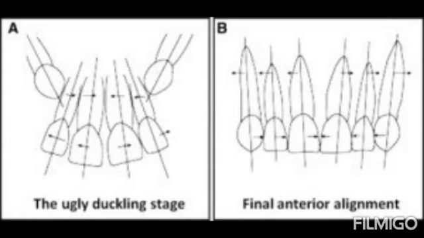The first picture, A, is the ugly duckling stage. The crown of the canine presses on the root of the lateral incisor, so that's why it produces some midline diastema space. Picture B is after the eruption of the canine, and there is no spacing.